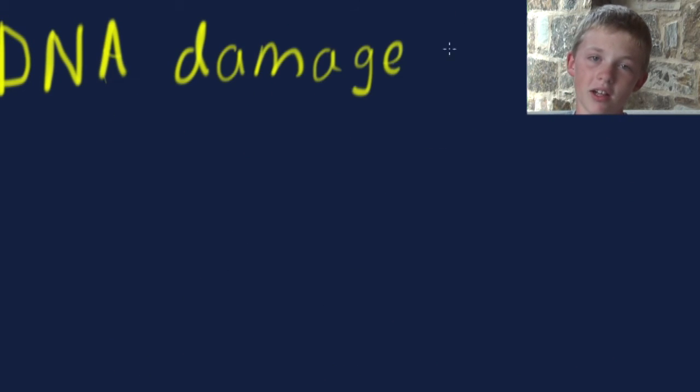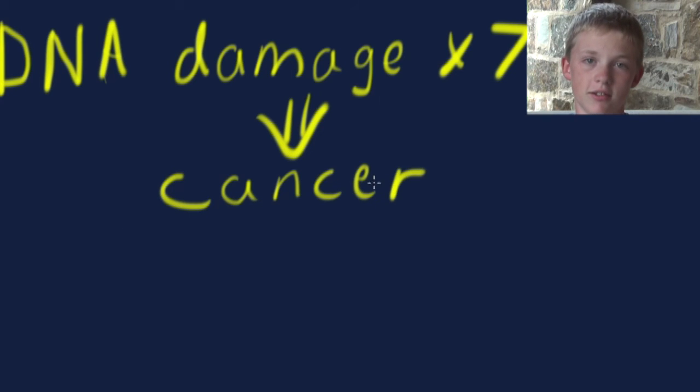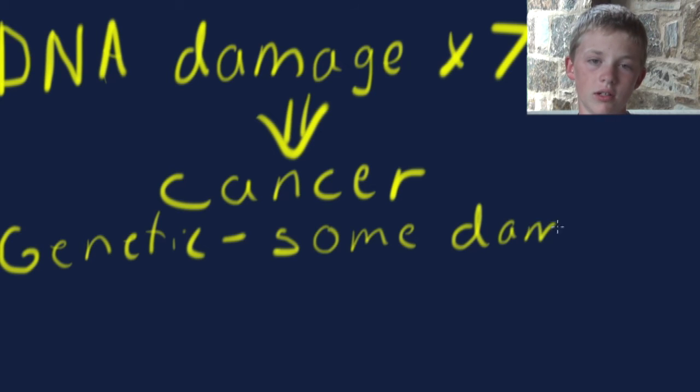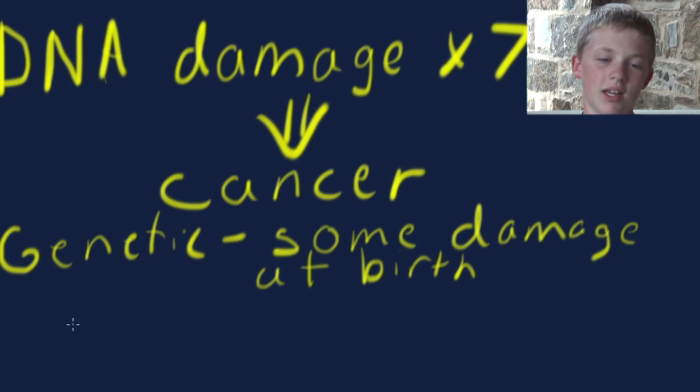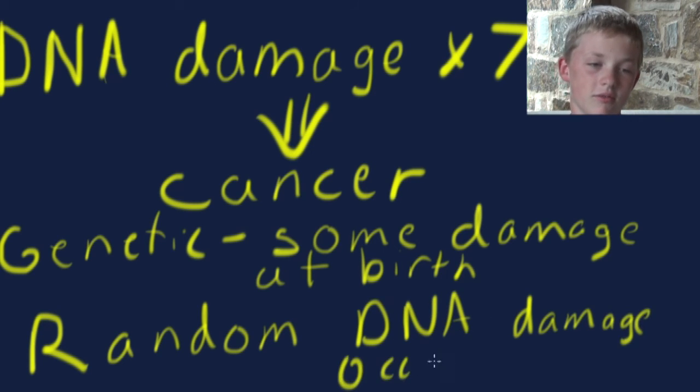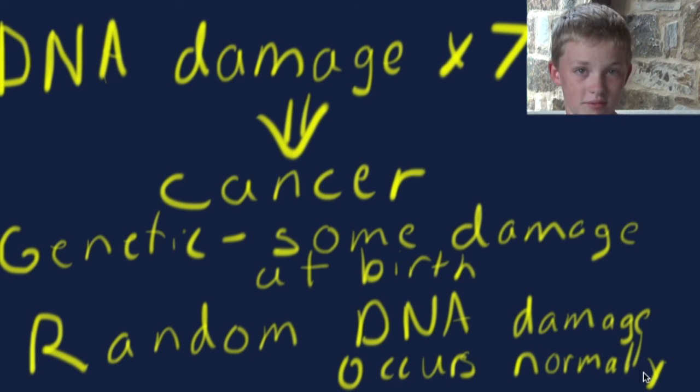Scientists estimate that it takes about 7 different spots of DNA damage to cause a cancer. Sometimes people are already born with some of this DNA damage. So if people already have 1 or 2 damages in their DNA, they're more likely to get cancer sometime in their life. Our cells are all the time getting random damage. So most of the time when you get cancer, it's just bad luck.